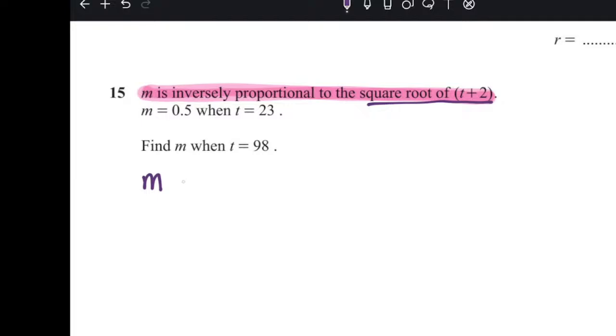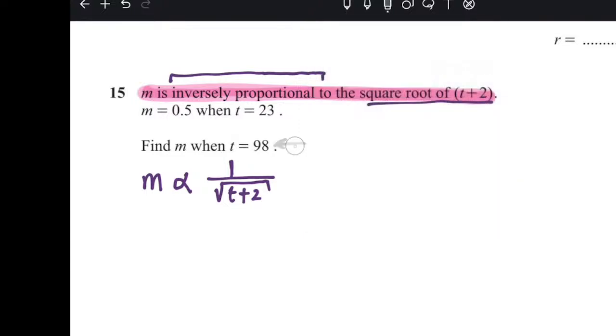So m is proportional to 1 over. That's the inversely proportional. You say m, then you put your fish facing the left to 1 over. Then here they say square root of t plus 2. So 1 over the root of t plus 2. Okay? Nothing catches here. We are fine so far, right? Now let's follow the steps. Don't you read this question.